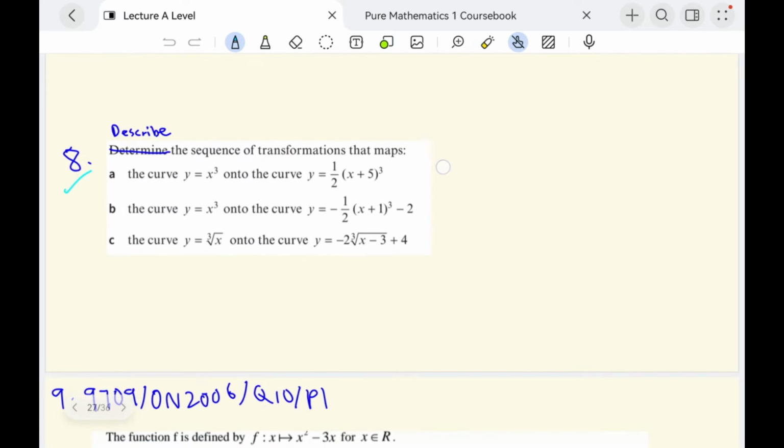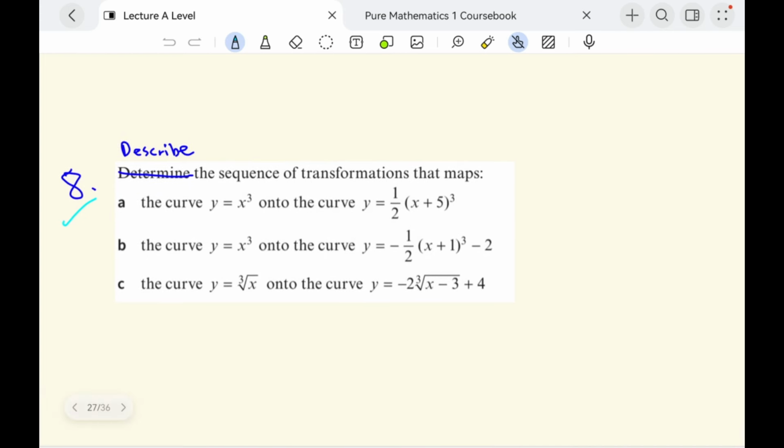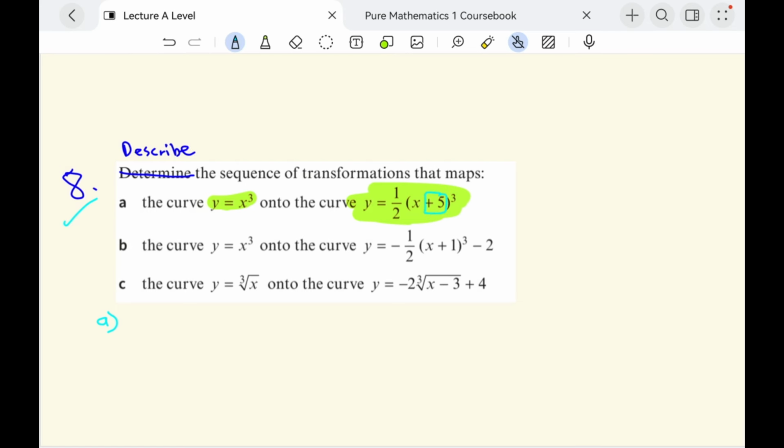Alright, let's move on to question 8. Describe the sequence of transformations that maps the curve y equals x squared onto y equals half of (x plus 5) squared, cubed. Okay, for 8a, you have x plus 5. That means you have a translation of negative 5, because you have the positive 5. The general form is a translation of (negative 5, 0).